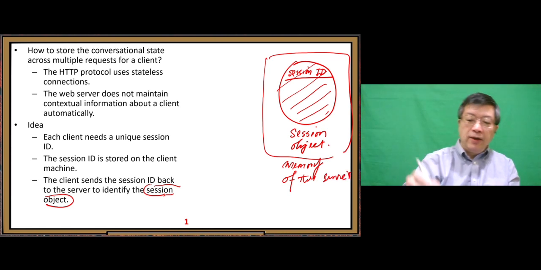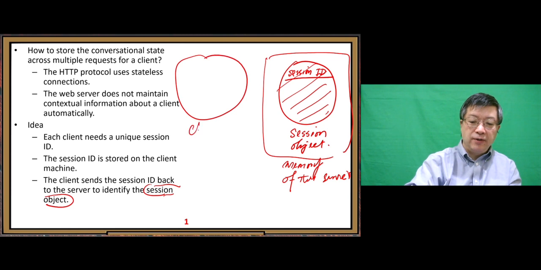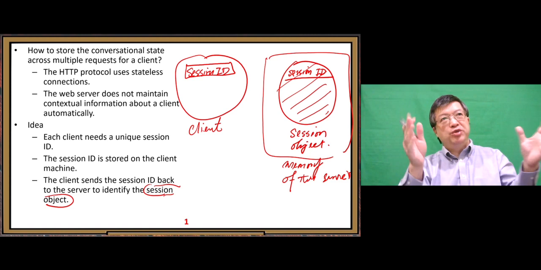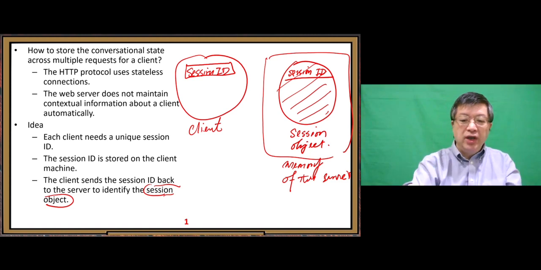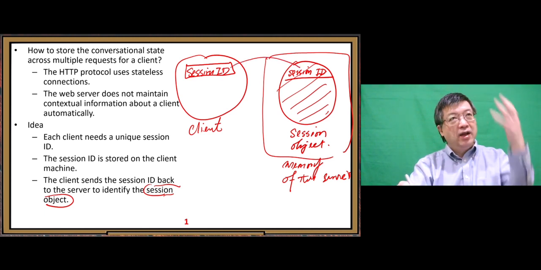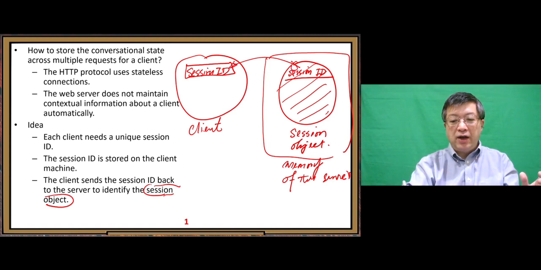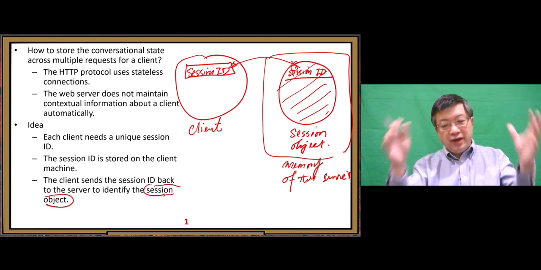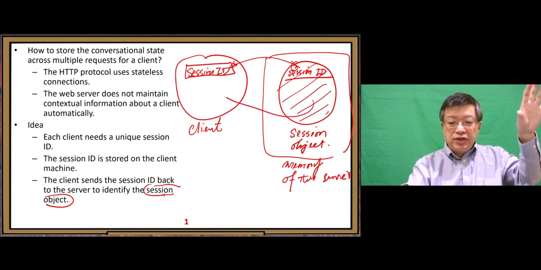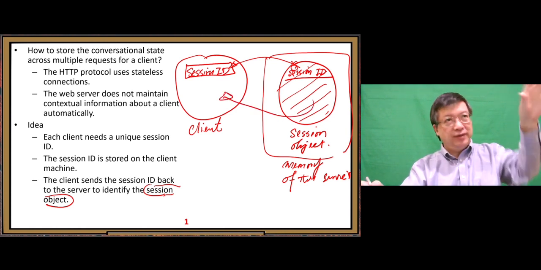Then suppose this is a client, and a copy of the session ID. How to store it, we will discuss later. Here, you just assume that somewhere in the client machine, the session ID is stored. So they are equal. This copy, that copy, equal, so they can match. Then we can use the session ID to identify that this state information is for this client, the right person.